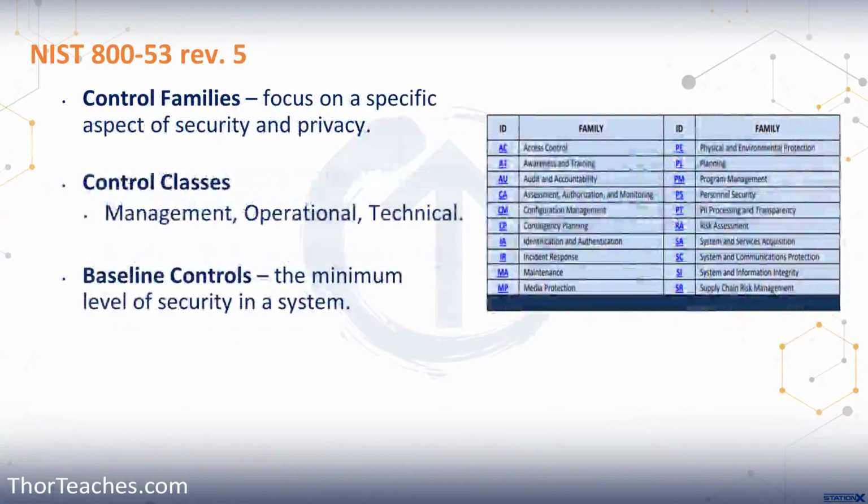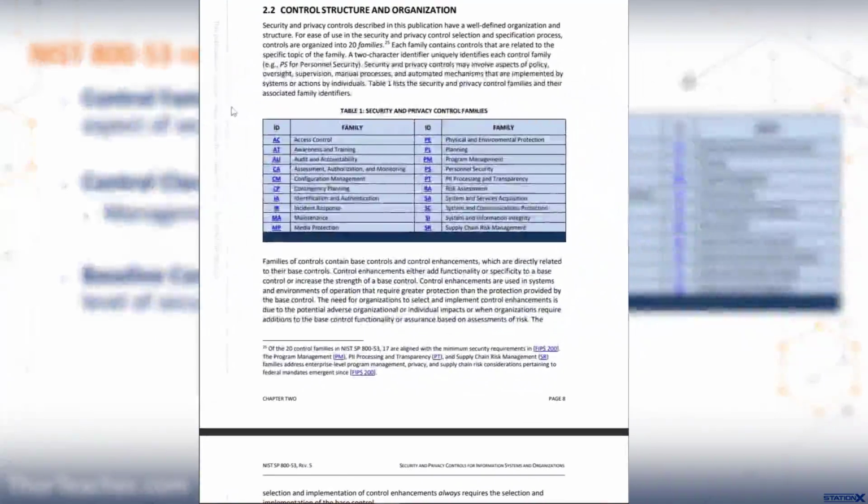NIST 800-53 Rev 5 uses control families, control classes, and baseline controls. So for the control families, you can think of it as a big family. And in this publication, there are 20 of them. And each of those families focus on a specific aspect of security and privacy. For example, if you look over here on the right, you can see we have AC. That's access control. That's one family. We want to make sure that only authorized people can access our systems. Then we have incident response, another family that focuses on how we deal with security incidents when they occur.